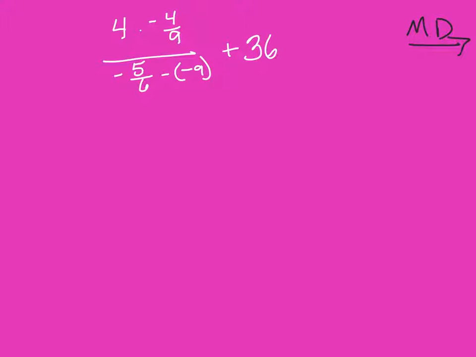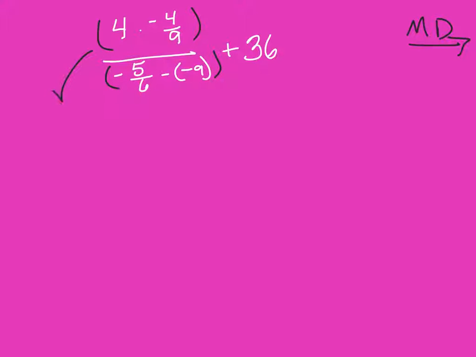So I've got 4 times -4/9 divided by -5/6 minus -9 plus 36. So the next thing I want to do is to move on to my exponents. I did those automatically. Sorry about that, not pointing that out, writing it out. But the next thing would be multiplication and division in order from left to right.